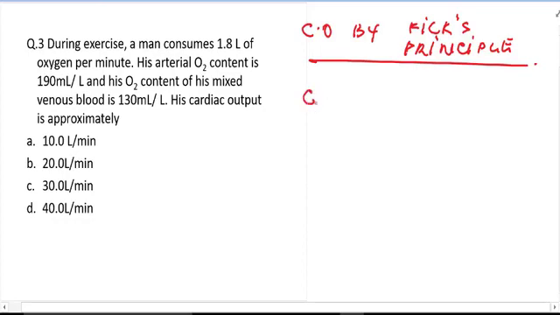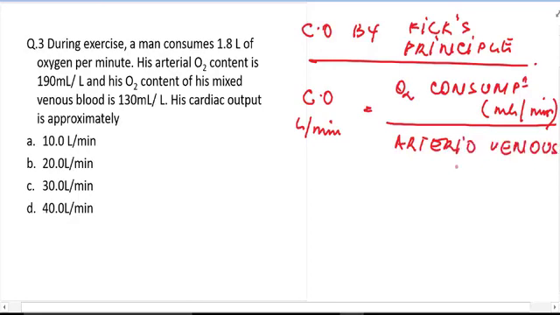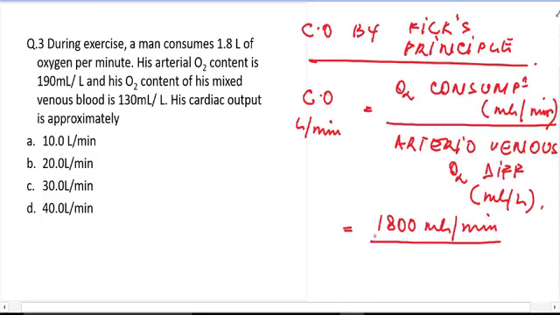And what is Fick's principle? This says cardiac output in liters per minute will be equal to the oxygen consumption, in ml per minute, divided by the arteriovenous O2 difference, which has to be in ml per liter. So oxygen consumption has been given to you as 1.8, so about 1800 ml per minute, divided by arterial oxygen of 190 ml per liter minus 130 ml per liter.